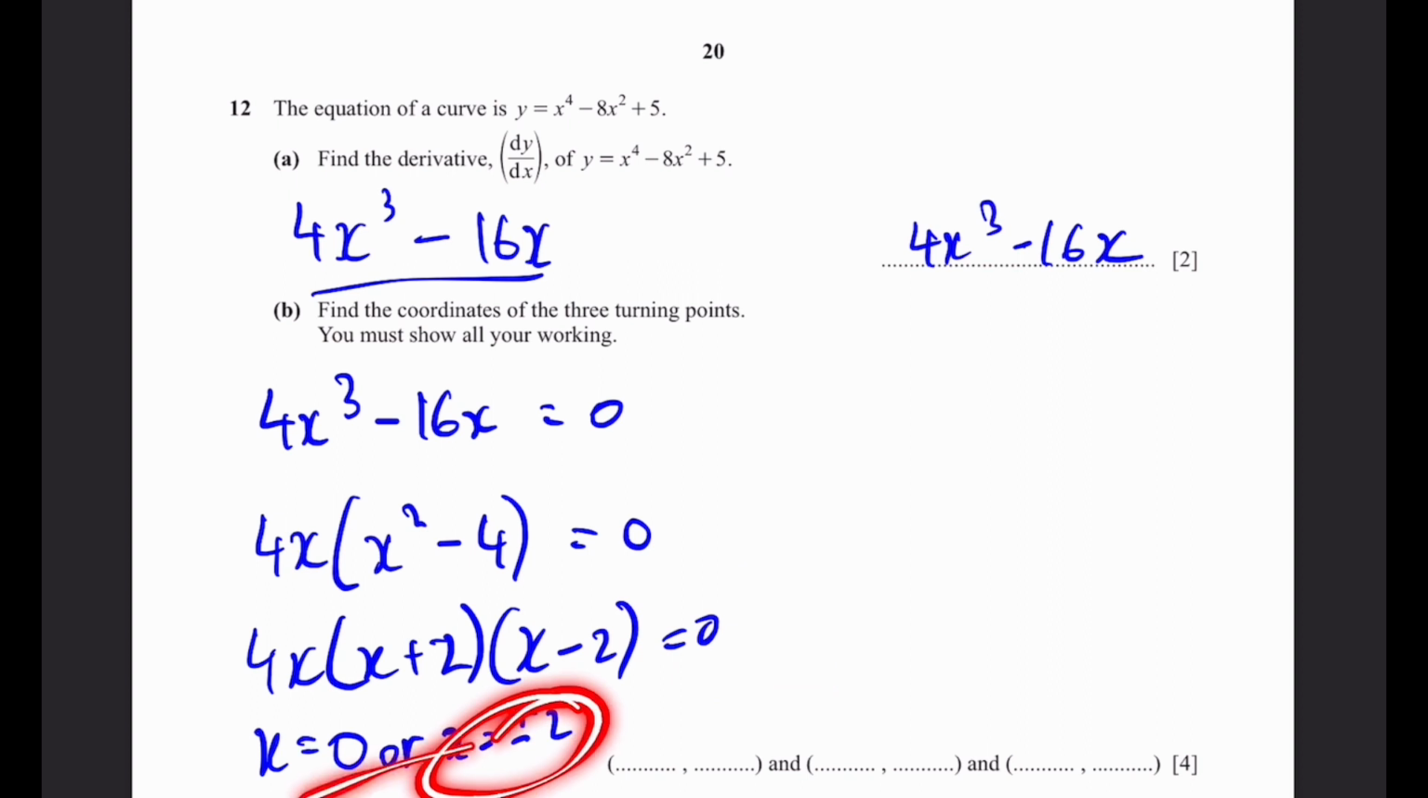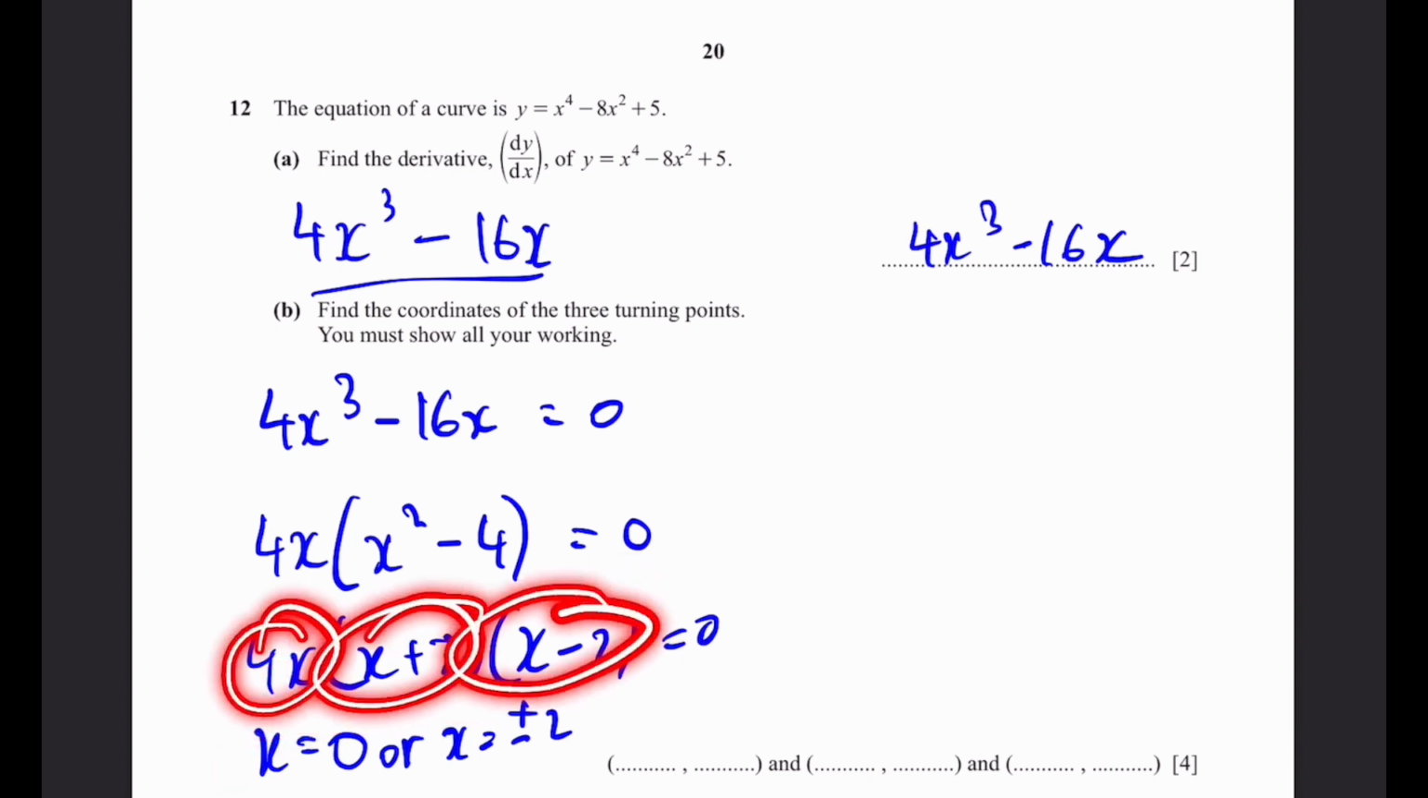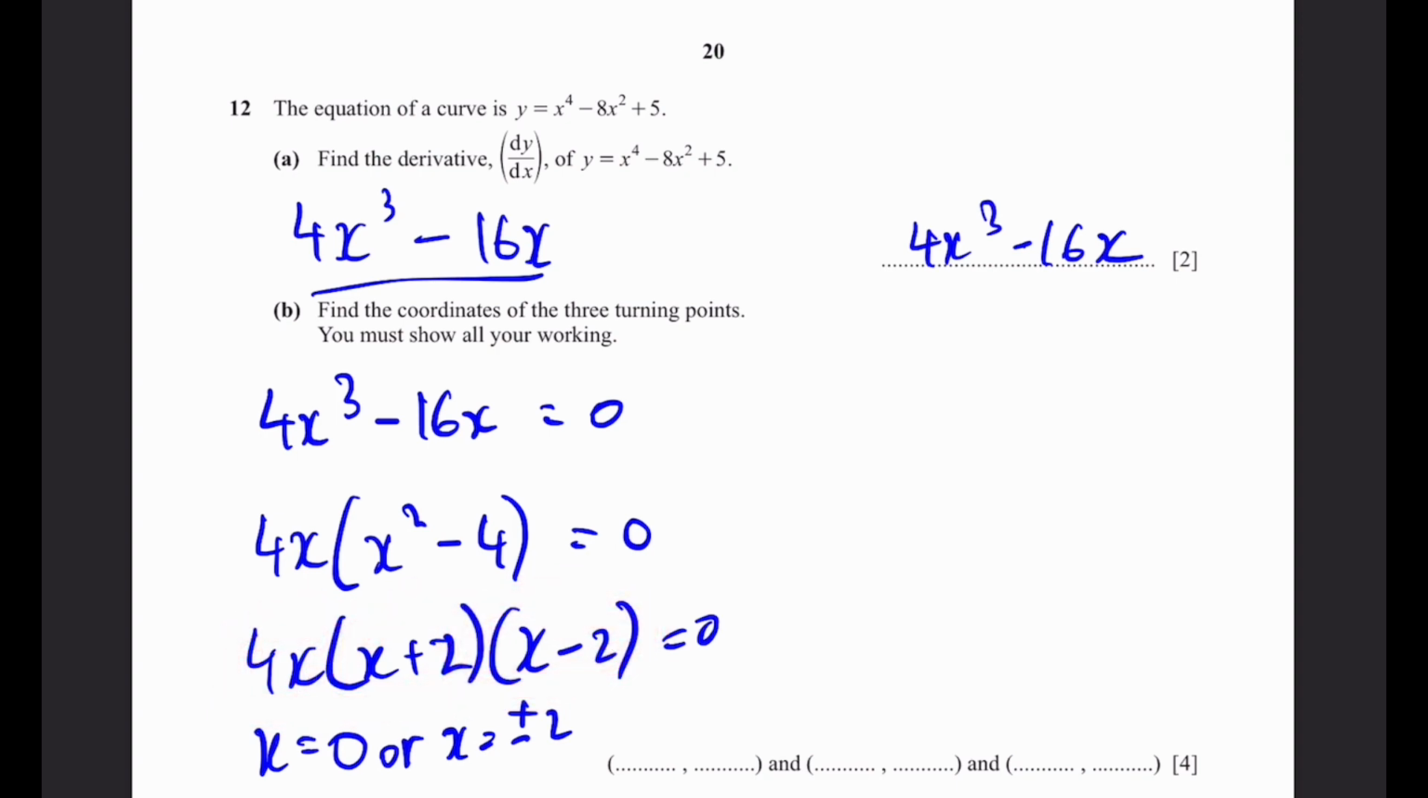So x equals plus or minus 2 and x equals 0. By the way, why am I saying 4x equals 0, x plus 2 equals 0, x minus 2 equals 0? Because to make this full equation equal 0, we need to have at least one of these 3 brackets or expressions equals 0. And that's why I'm saying if 4x equals 0, that means x has to be 0. And if x plus 2 is 0, x has to be minus 2. And if x minus 2 is 0, x has to be positive 2. So these are the values.